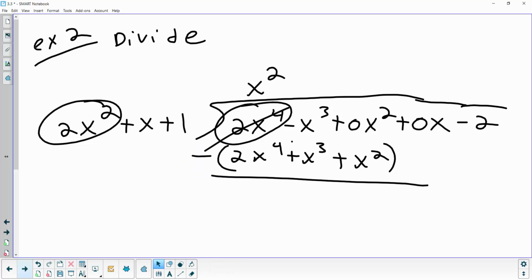Jack, what's 2x to the fourth minus 2x to the fourth? 0. That always happens. Ethan, negative x cubed minus x cubed. Negative x to the second. Can you say it again? Negative x to the second. If it was 0, then it would have to be negative x cubed plus x cubed. But we have negative x cubed minus x cubed.